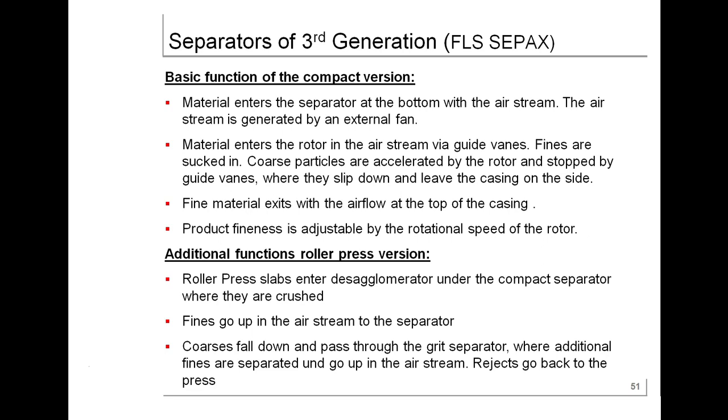Additional functions: roller press version. Roller press slabs enter this agglomerator under the compact separator, where they are crushed. The fines go up in the airstream to the separator. The coarse fall down and pass through the grid separator, where additional fines are separated and go up in the airstream. Rejects go back to the press.